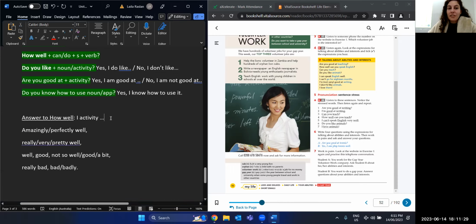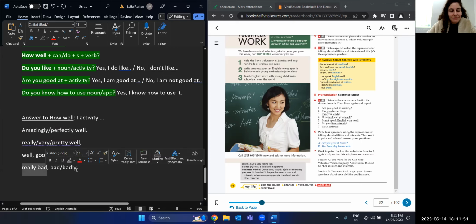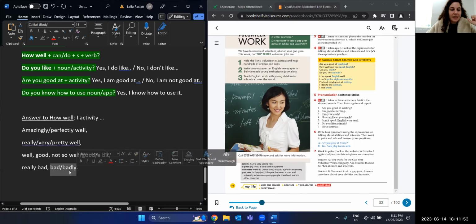Yeah. But not perfect. Good. I draw good, but not perfectly well. So this is how you respond. When you hear how well, it's more common to say these responses. So I've put the good one, if you can do it very well, on the top, and then really bad, not bad, badly, I mean, so bad.